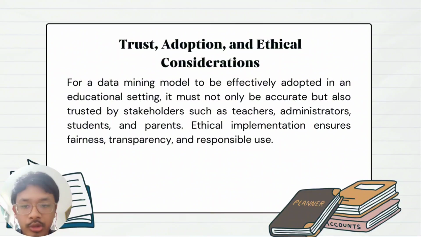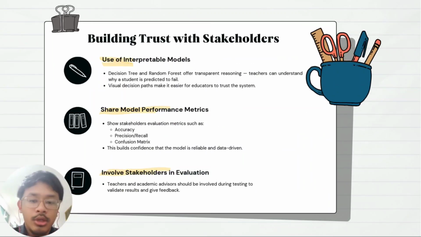Next, to justify our model for the stakeholders, which are teachers and educators, the students and the parents. Here we will highlight 3 points, which are the use of an interpretable model, sharing model performance metrics, and involving stakeholders in evaluation. Firstly, the usage of an interpretable model will help the teachers to understand why this model is predicting the student to fail. By using visual decision paths, it will help the teachers understand how this model functions, thus gaining their trust.